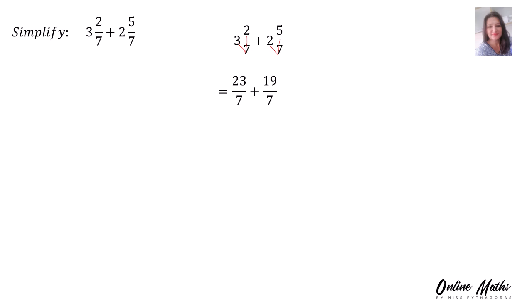So now both terms have the same denominator, 7. The LCD is 7, and we can write them together. 23 plus 19 over 7, 42 over 7, and that one we can simplify to 6.